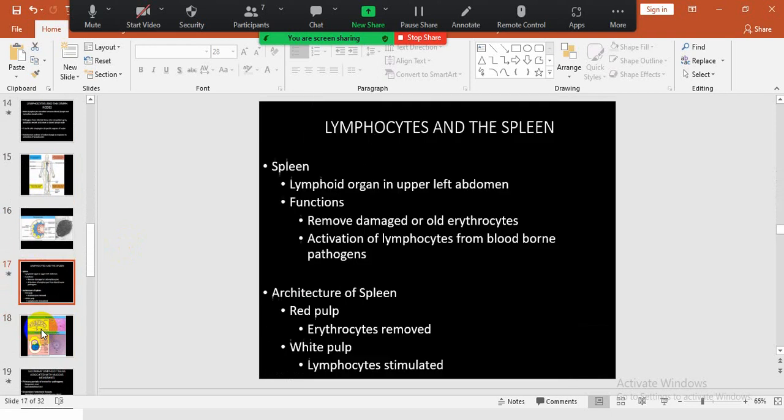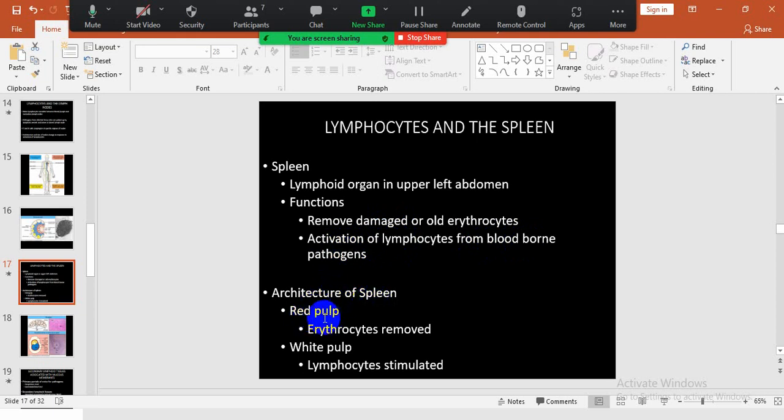So the spleen is a lymphoid organ in the upper left abdomen, and it functions by removing damaged or old erythrocytes. So we call it the reticuloendothelial system. The spleen is where red blood cells, after spending their 120 days of life, are destroyed. Then the spleen is the site where white blood cells or lymphocytes from blood are activated so that they can fight organisms.